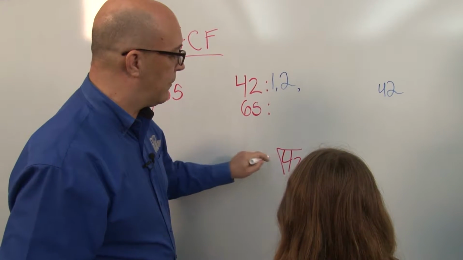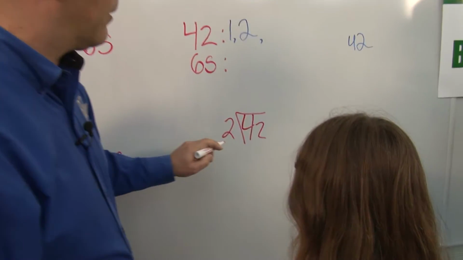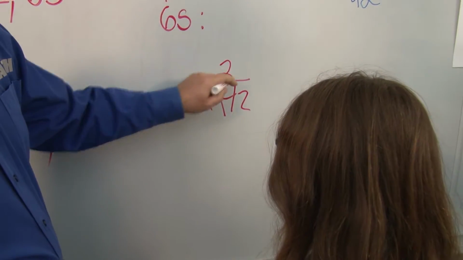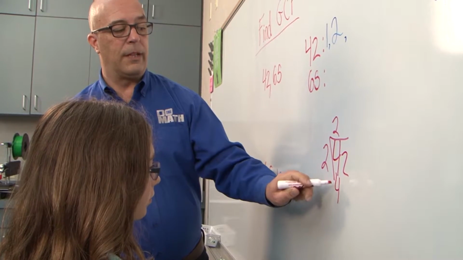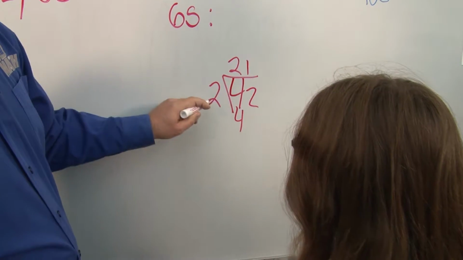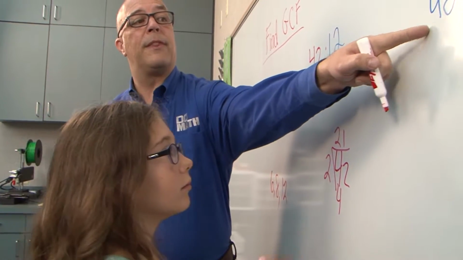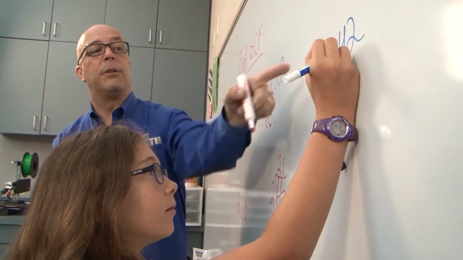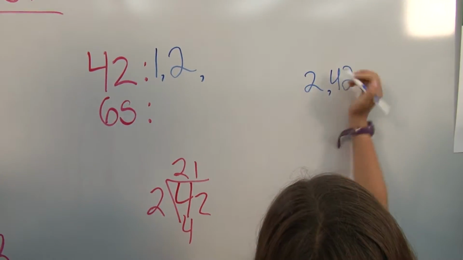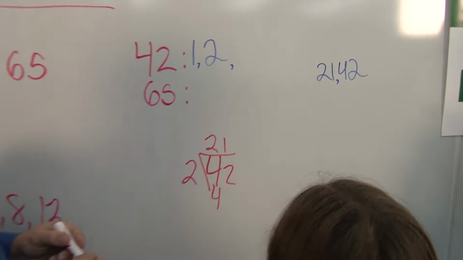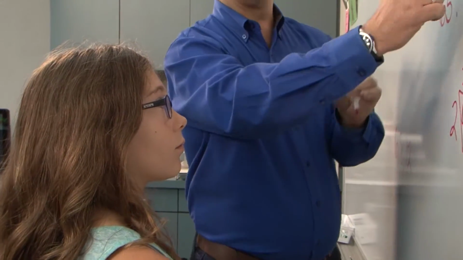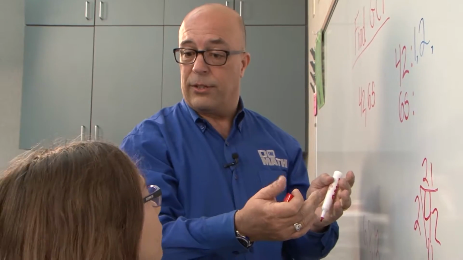42 divided by 2. So 2 goes into 4 2 times. There's our 4, right? And how many times? Once. So 2 times what is 42? 2 times 21. So let's put a comma there, and let's put 21 in front of that. So we know that we have 1 times 42 and 2 times 21. They make 42, right? Those are factors.